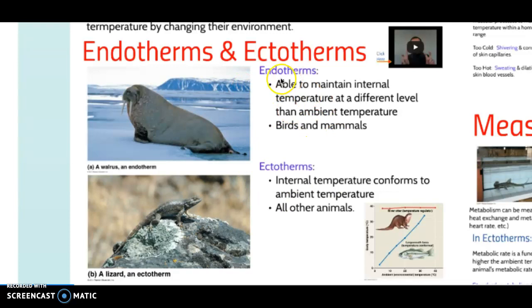So over here it says we have the endotherms. They're able to maintain a certain temperature no matter what the environmental temperature is. Of course, when it gets too cold or too hot, an animal might die or might suffer a little bit, but the internal body temperature should be about the same as long as the environmental temperature is not too extreme. Birds and mammals are examples of endotherms.